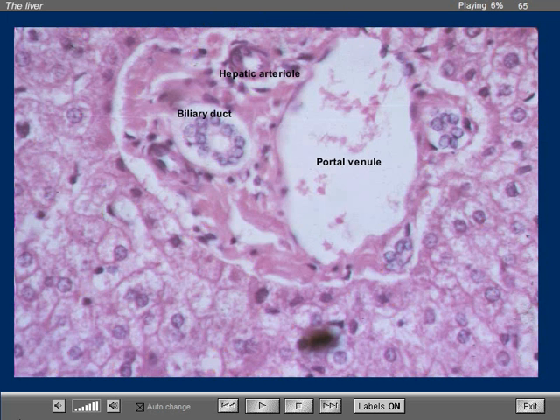Here is a close-up, high-power magnification of a portal triad where the largest structure with a thin wall represents a portal venule. The cuboidal epithelium of biliary radicals depicts the presence of the origin of the biliary tract. Smaller vessels are also seen, which are the termination of the hepatic artery, and amongst these structures are connective tissue and lymphatics.